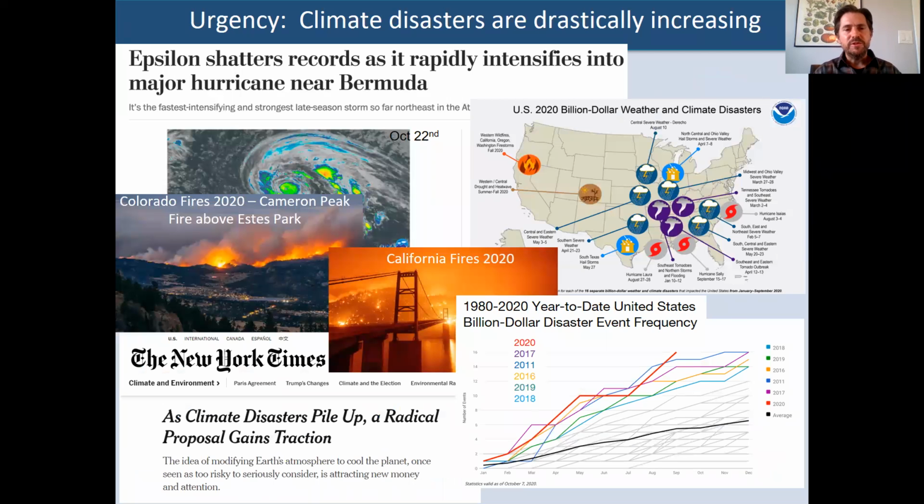Before I get going on the Climate Interventions Program, I just wanted to put it in the context of the growing urgency of the climate disasters that we're experiencing and the cost of those disasters. We can see that there have been wildfire disasters in California and Colorado this year, but also increasing numbers of hurricanes and named storms. As the cost of these piles up, we're starting to think there must be some way of addressing some of these problems through climate intervention type strategies.